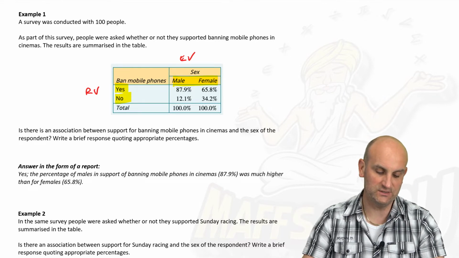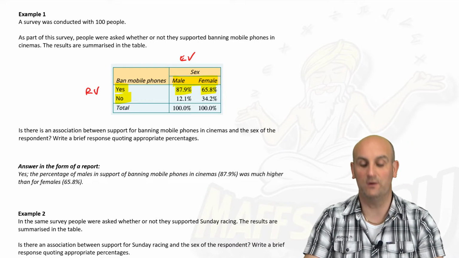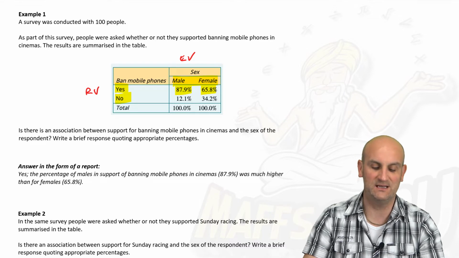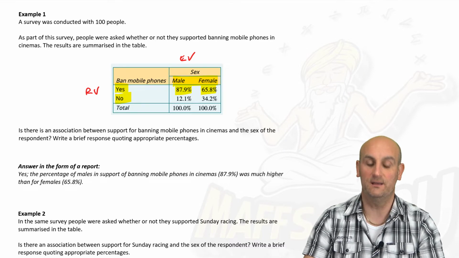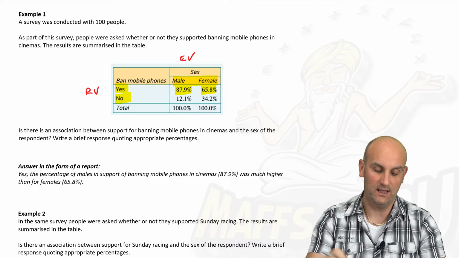So is there an association? Do you see a significant difference in the percentages? Well, I do. I think 65% and 87.9% is fairly large. And so I think there is an association.